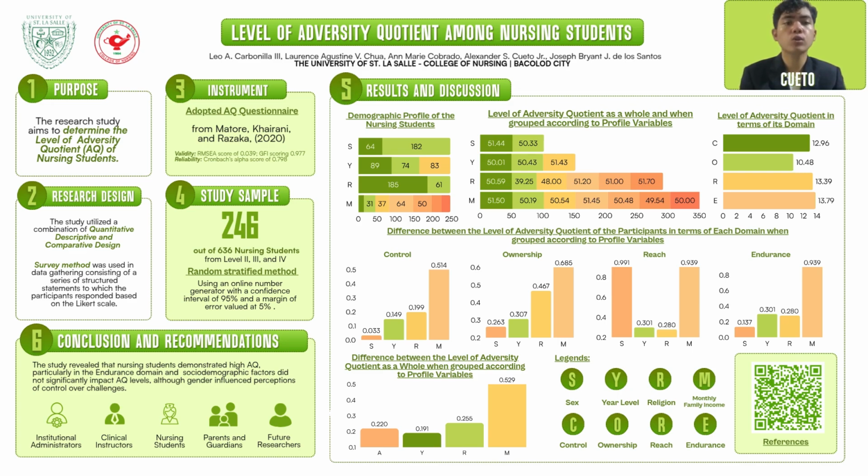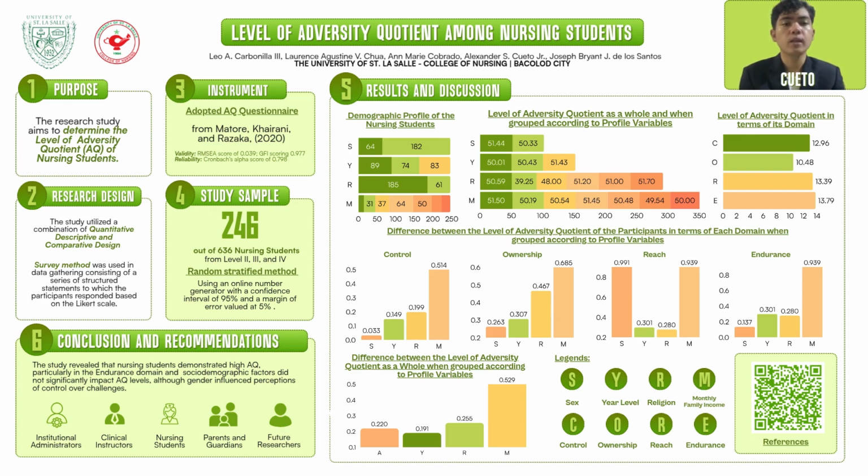However, when grouped according to year level, religion, and monthly family income, the results show that there is no significant difference between the level of AQ in terms of control domain. This suggests that the student's sense of control over adversity remains consistent regardless of their profile variables, indicating that these factors do not significantly influence their perceived ability to manage challenges.